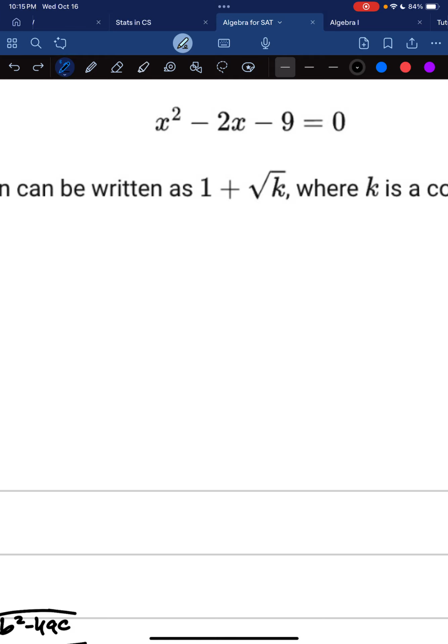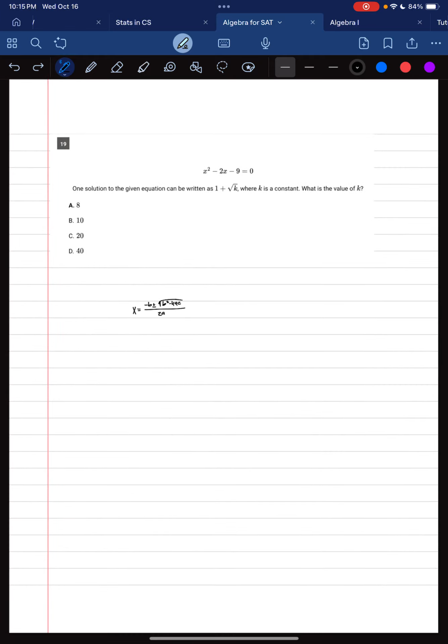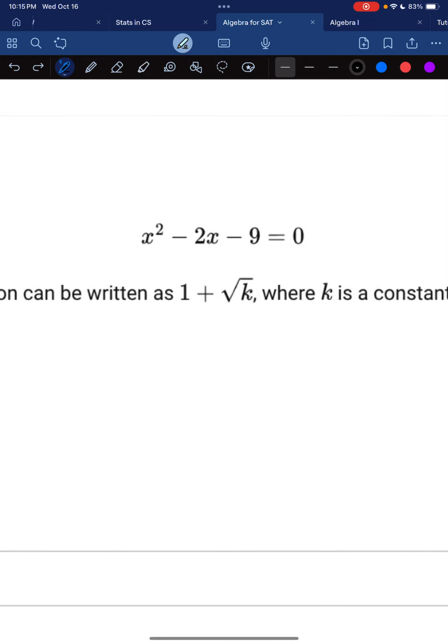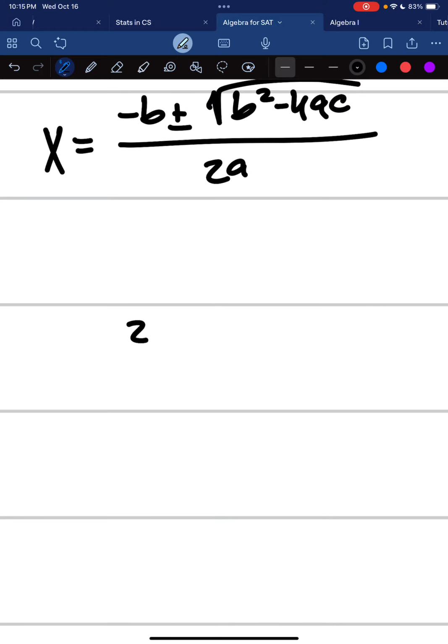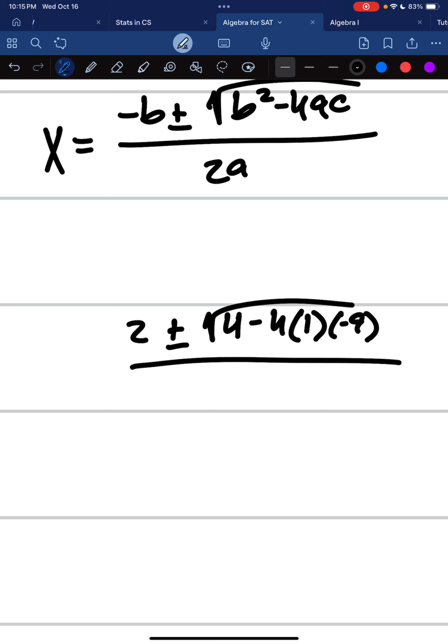It could be in play. So now if we plug in our a, b, and c values, we can see that our a value is just 1, the x squared coefficient is 1, b value is negative 2, c value is negative 9. If I plug those into here, I get 2 plus or minus the square root of negative 2 squared, which is 4, minus 4 times 1 times negative 9, all over 2 times 1.